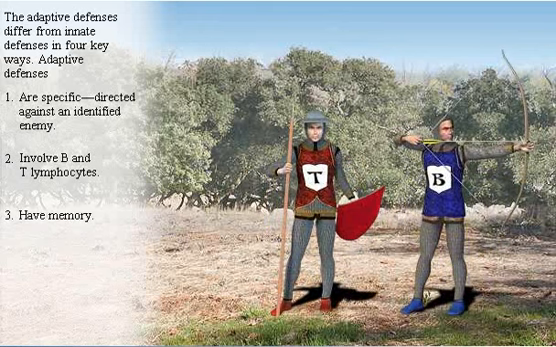Third, adaptive defenses have memory. This means that once they have encountered an enemy, they can recognize and more quickly defeat that same enemy if it ever invades the body again. This is why many of the illnesses of childhood, such as measles, only occur once. Click a soldier to see memory.